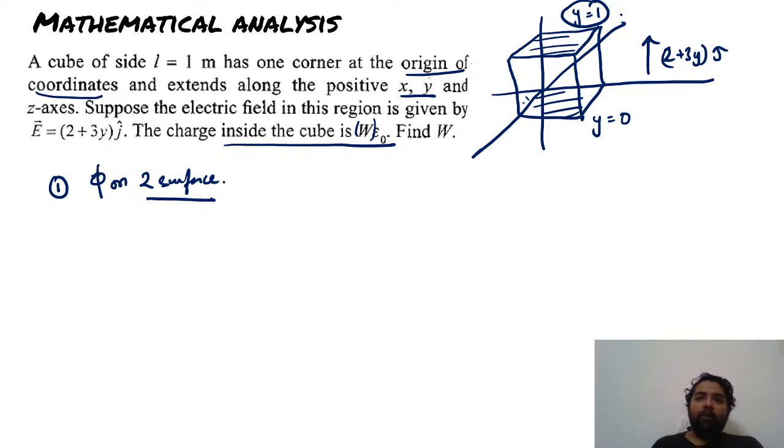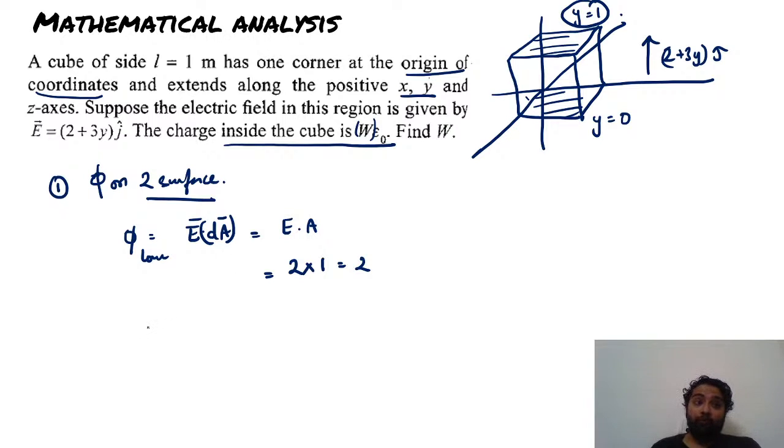So now, what is the flux flowing through the lower surface? Flux through the lower surface will be equal to the field into area. Since we know the E and area are along the same direction, we can directly write it is equal to E dot dA. We can directly write E into area, which is how much? 2 into the area of this. Area of this is 1 meter square, which is 2. Flux is equal to 2. It's a numerical value equal to 2.